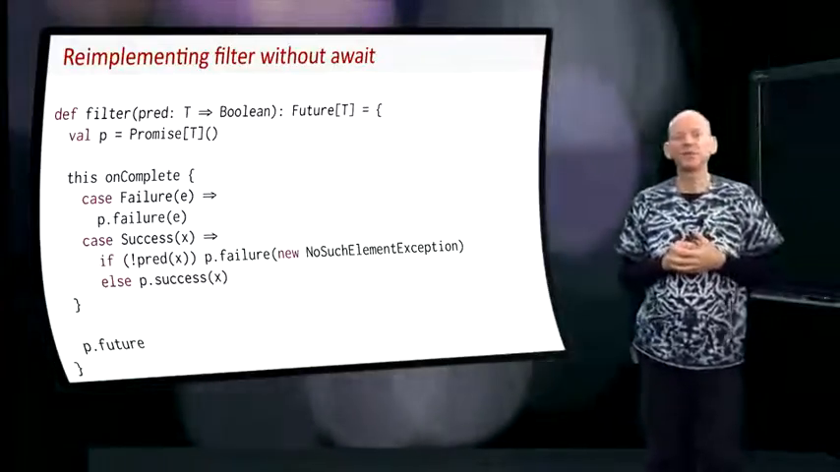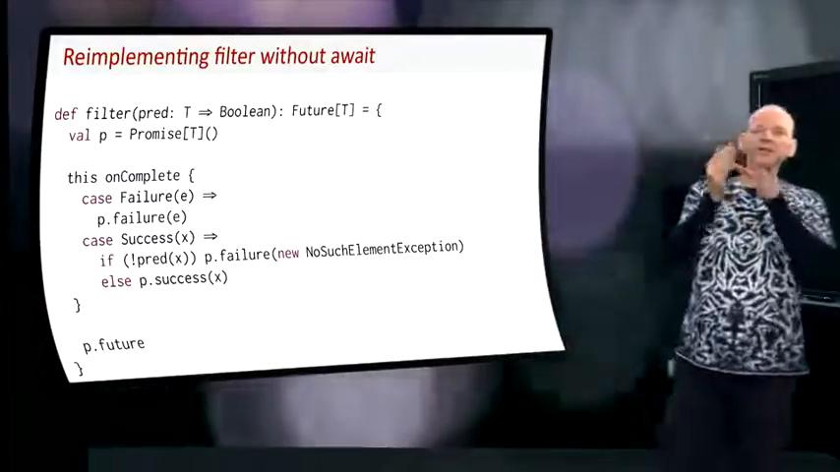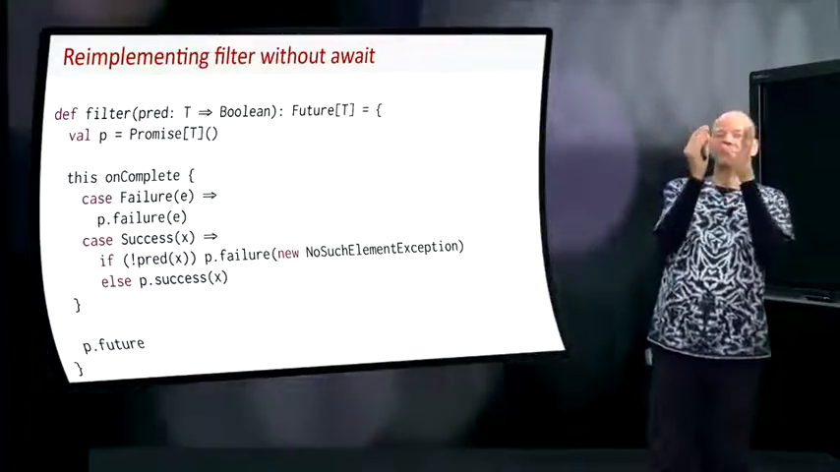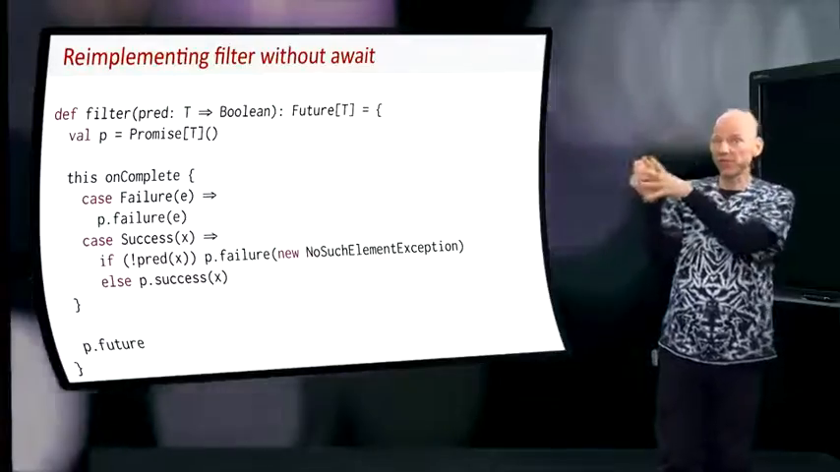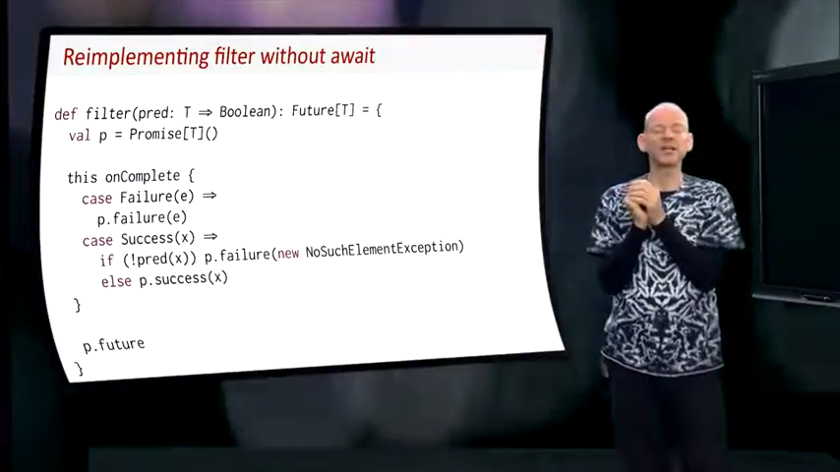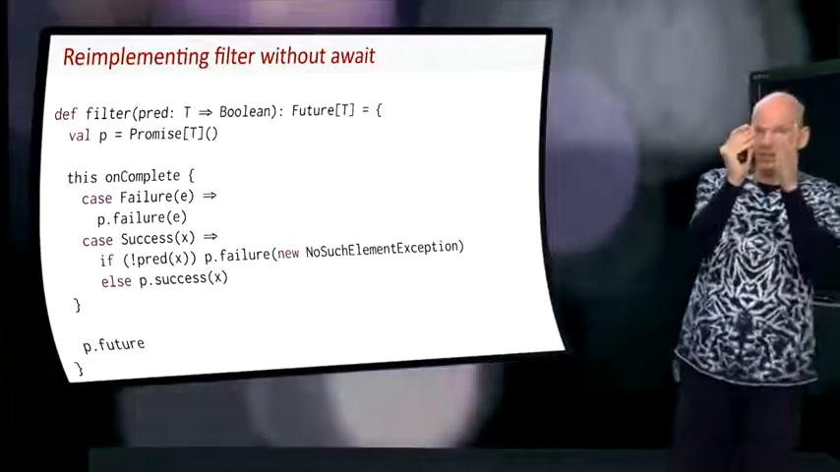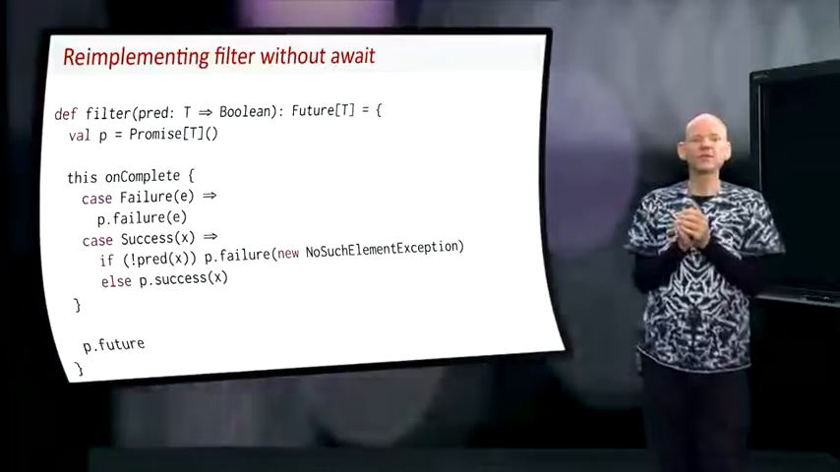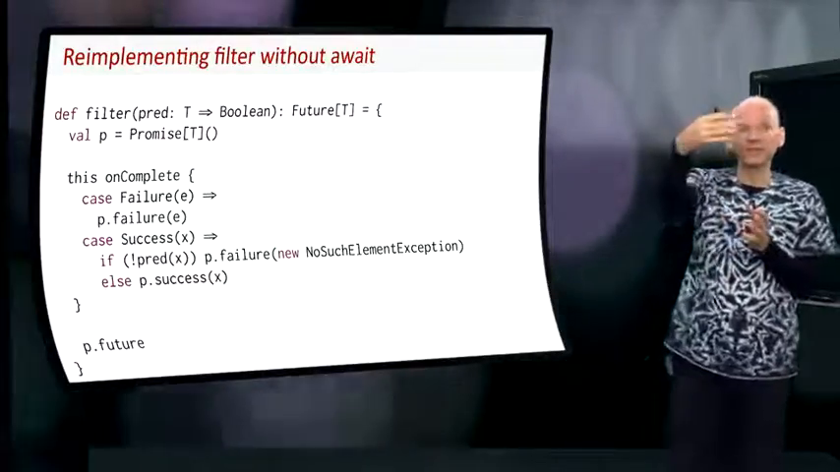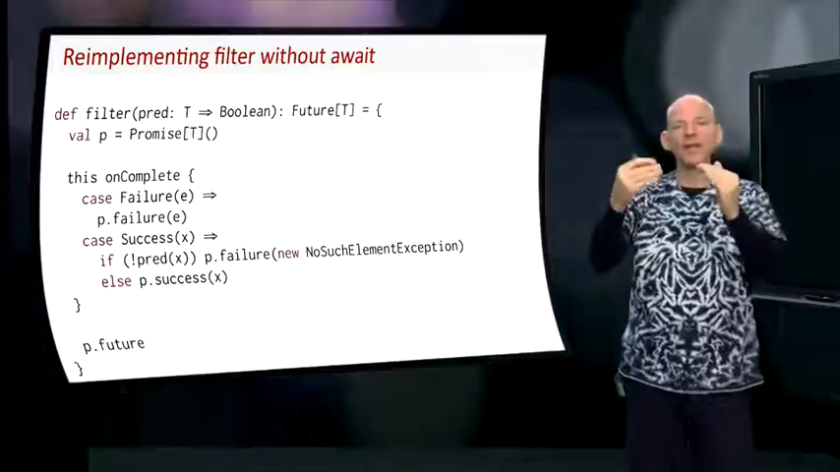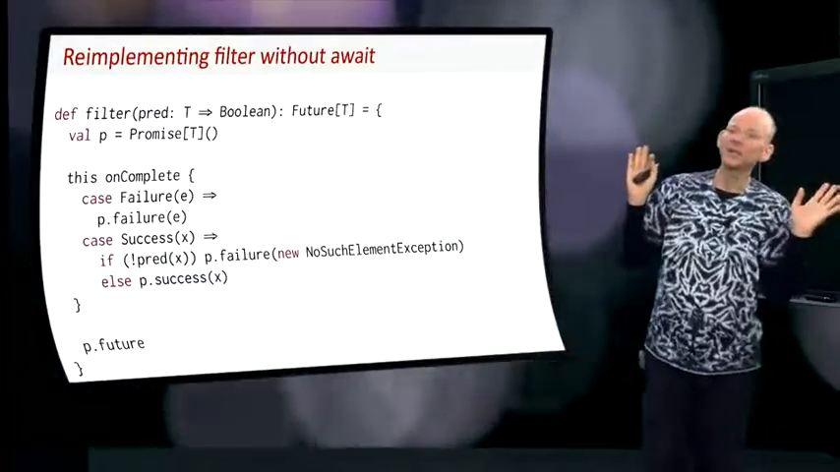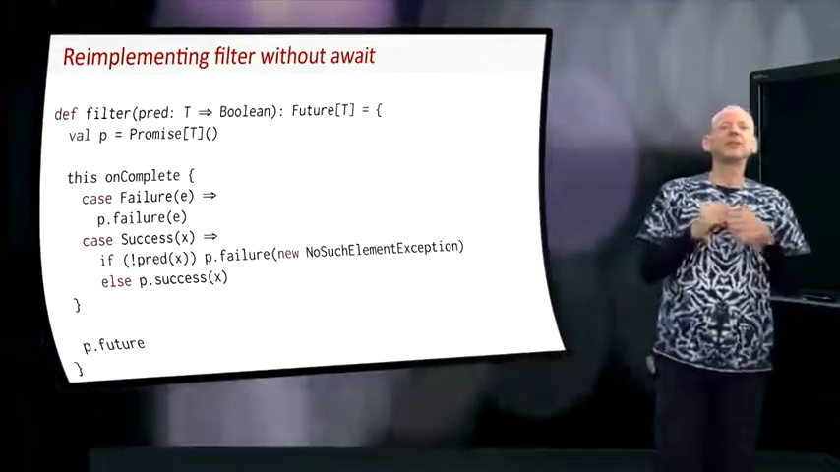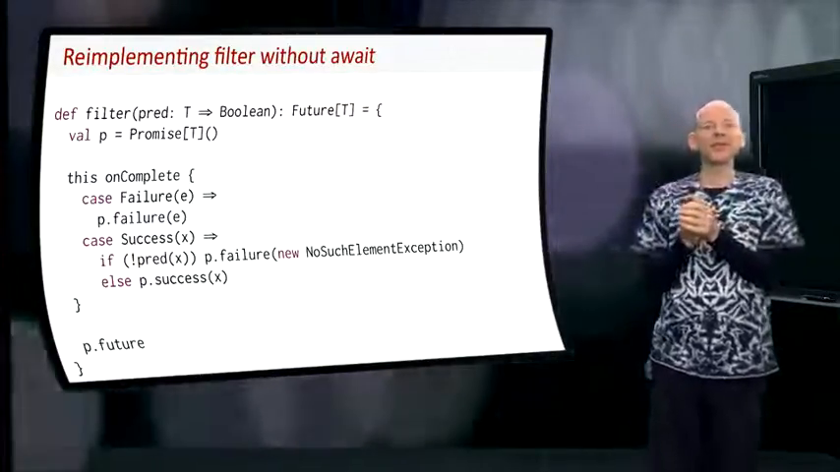Defining filter on future. So filter takes a predicate, returns a future. And so what we do here is we create a promise, and we'll talk about the signature of the promise soon. But we create a promise. Then what we do is we're going to wait for this to terminate. We do that by giving it a callback. If it fails, well, the thing has failed, so the future that we want to return, p.future down there, we are going to complete that with a failure.